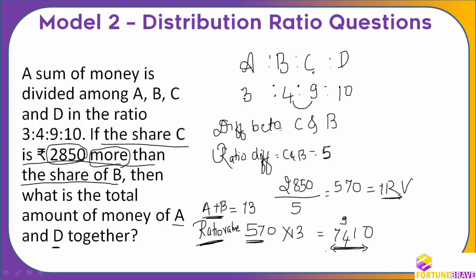And then if they ask something else, any combination, if they ask you only C, what I'll do? I will not take 13, I'll take 9. If they ask you D, then directly take 570 into 10, which is 5700, and so on. You can find out once you get this 1 RV, 1 ratio value. This is what? 1 ratio value. You will be able to find out anything they ask.